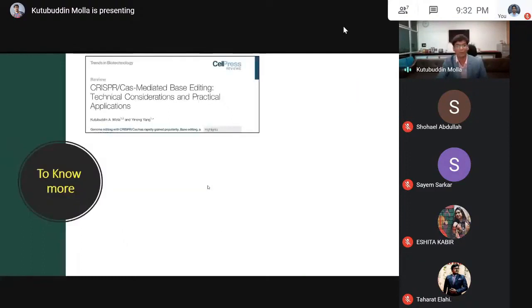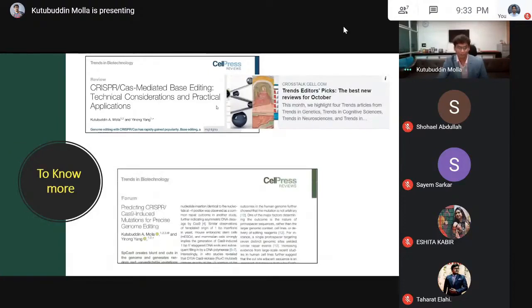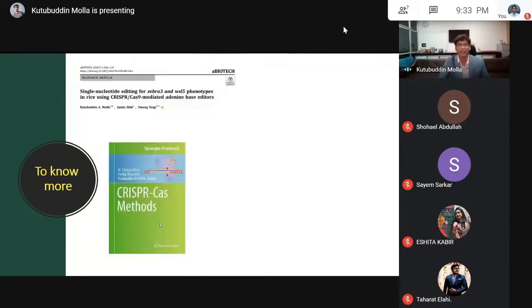Now, to know more about some work, we wrote a very good article for Cell Press, in Trends in Biotechnology, on base editing technology especially. So you could go through that. And then we wrote about predicting CRISPR-Cas9 induced mutations: what kind of guide would be better, and what kind of mutation it would produce. That kind of thing we have discussed in this forum article. And then yes, I have already discussed these 2 gene editing papers that are already published. You could go through them for a better idea.